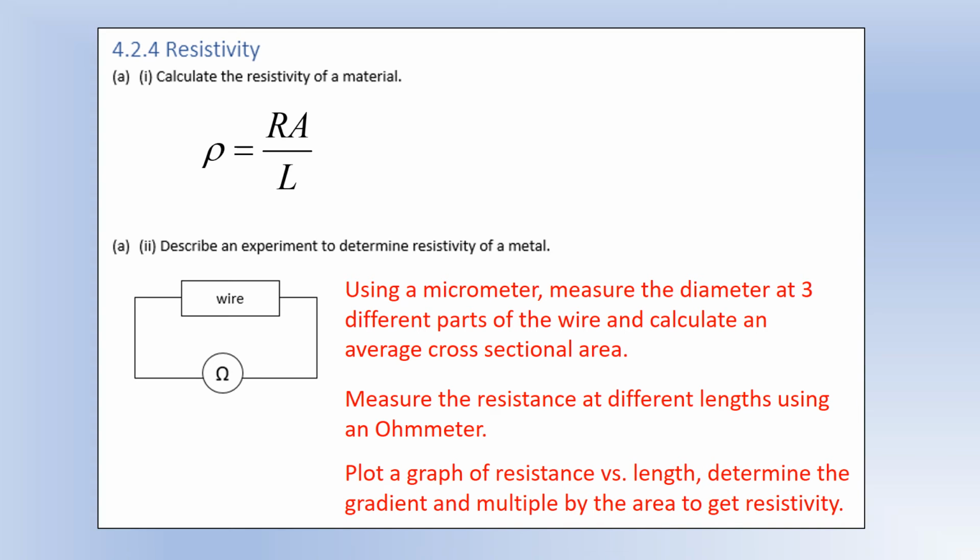And we plot a graph of resistance versus length, and that would allow us to get resistivity when we multiply the gradient by the area. And the reason that works is if we rearrange that equation we had earlier to make R on its own, so on the y-axis, L was on our x-axis, so you can see the gradient is resistivity divided by area. So when we multiply it by the area, we get resistivity.